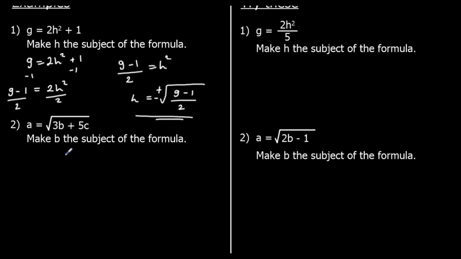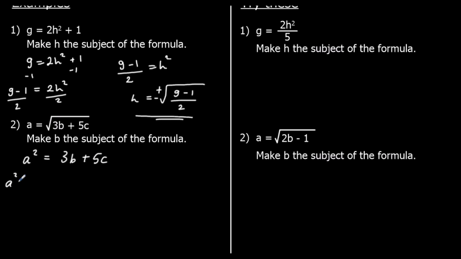Okay, the second one, we have a equals, and it's all the square root of 3b plus 5c. So we're going to need to get rid of this square root first because it's over all of it. The opposite of square rooting is squaring. So we square both sides. So that's a squared equals 3b plus 5c. We want to get b by itself. So let's take 5c away from both sides.